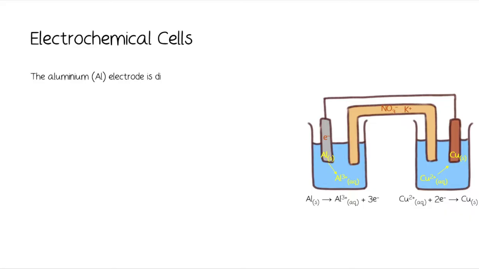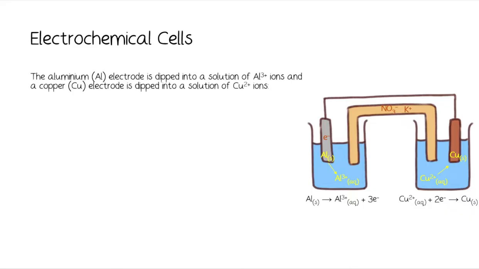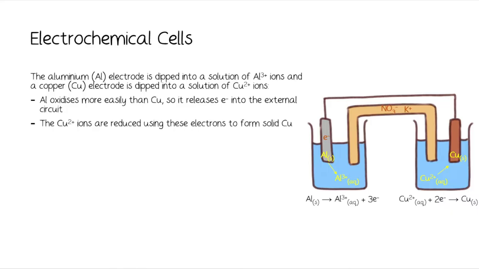So let's take an example then of an aluminium and a copper electrochemical cell. You can dip an aluminium electrode in a salt that dissociates into Al3+ ions and a copper salt that dissociates into Cu2+ ions. Aluminium oxidizes more easily than copper, so it releases electrons into the external circuit. We will discuss how you're able to tell this later on in the video. The copper ions are reduced using these electrons and form solid copper, as you can see in the diagram.